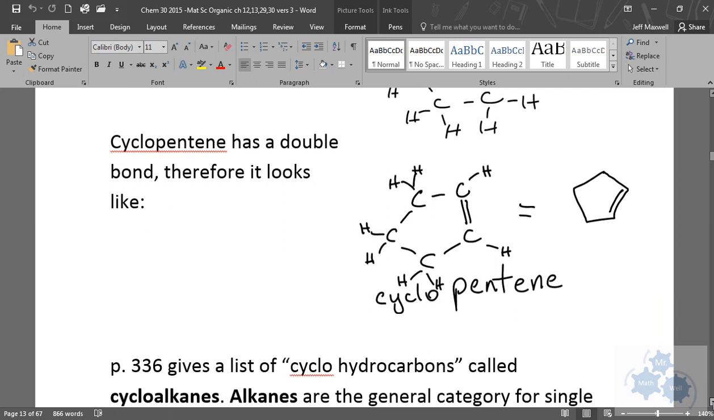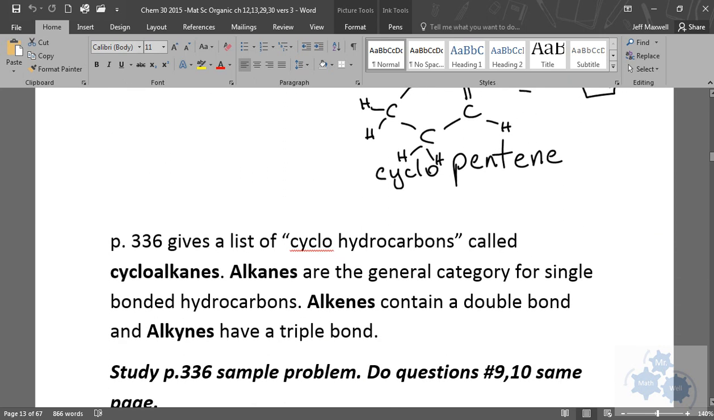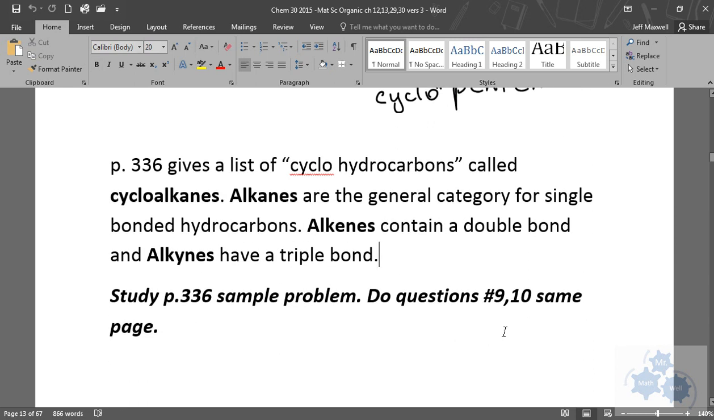Okay. All right, so there's a list in the textbook of cyclohydrocarbons, and they are also called cycloalkanes. This term would have been new at this point in the lesson. Alkanes are the general category for single bonded hydrocarbons, hence the ane, see that? Alkenes, double bonded hydrocarbons. Alkynes have some sort of triple bond. And you were asked to do questions 9 and 10 from your textbook.